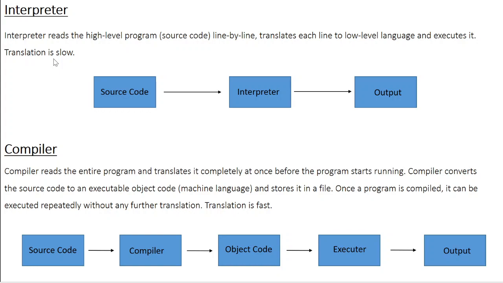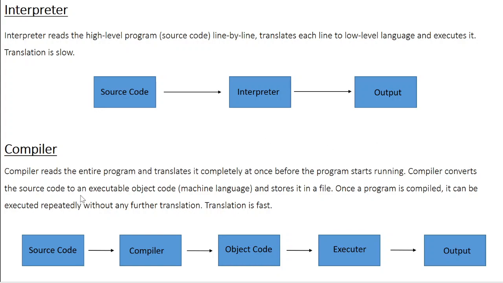Alternatively, there is another mechanism. This is known as a compiler. Here, a compiler reads the entire program at once and translates it completely before the program starts running. So instead of going line by line, here the entire program is converted from high-level language to low-level language in one shot.